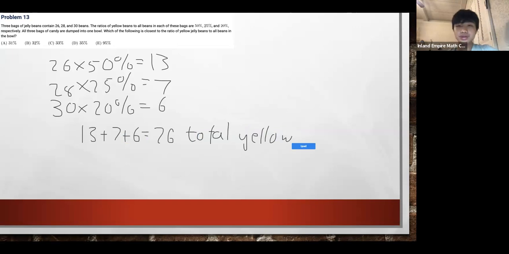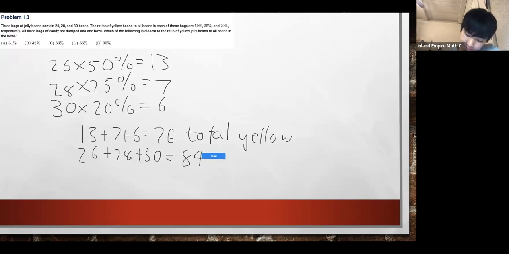However, if we want to find the total number of beans of any color, then we just add the number of jelly beans in each bag. So 26 plus 28 plus 30. And this is kind of annoying arithmetic, so let's use a calculator real quick, which gives 84 total. So based on this, we can figure out that the ratio of yellow jelly beans to total jelly beans in all bags, if we dump them all together, is 26 over 84.